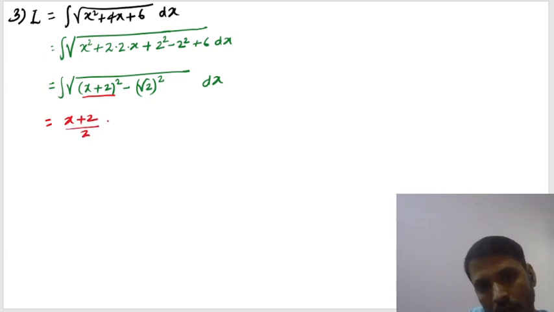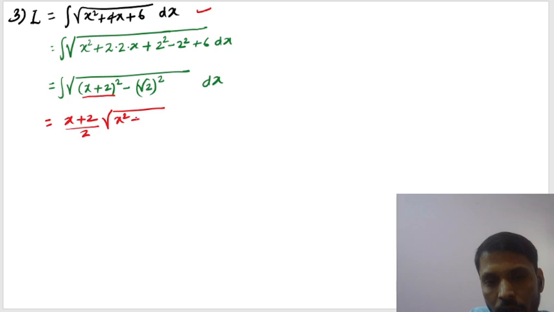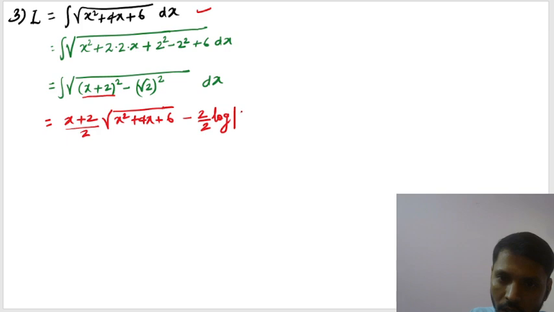2. And then under root of, because this is the simplified form of this one only, means we can write x square plus 4x plus 6. And then it is minus here, so we will write minus a square. A square means 2 divided by 2, and then log of mod x.